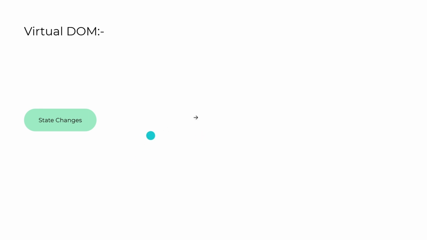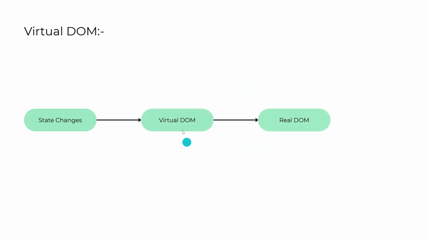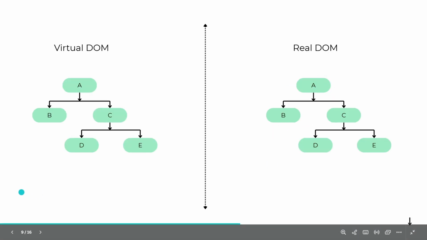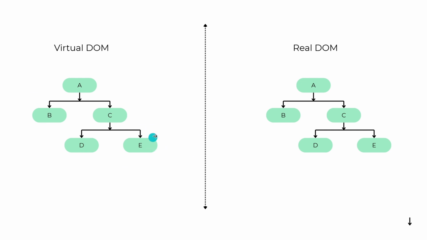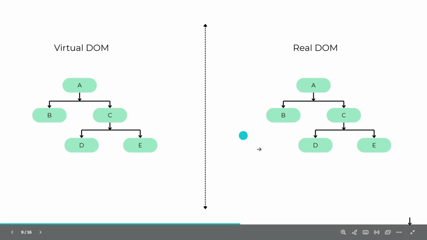To solve this problem, React uses something called the virtual DOM. Once the virtual DOM is created, React then updates its changes in the real DOM. To understand it better, when you start your application, React creates a copy of the app UI in memory, which is called the virtual DOM, and the real DOM is managed by the browser.